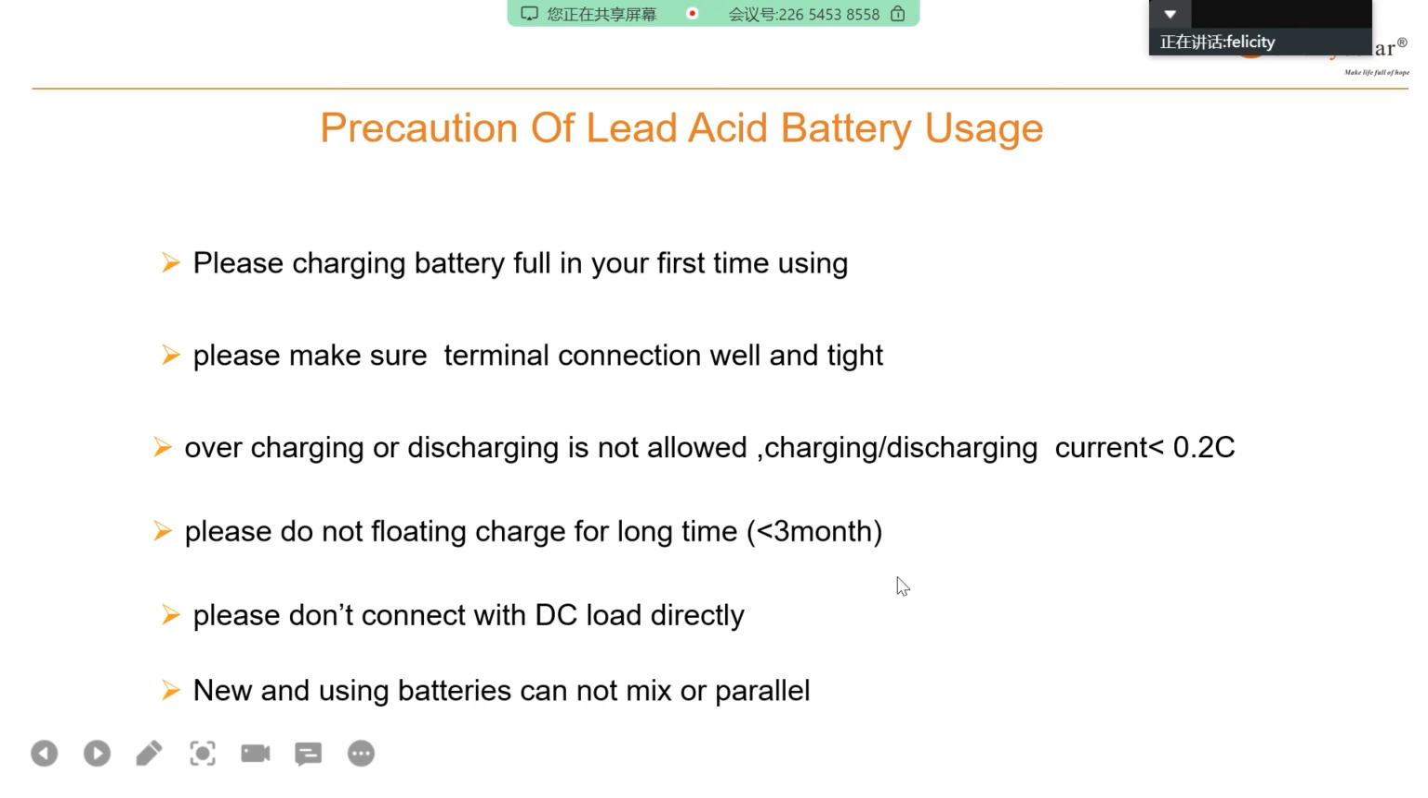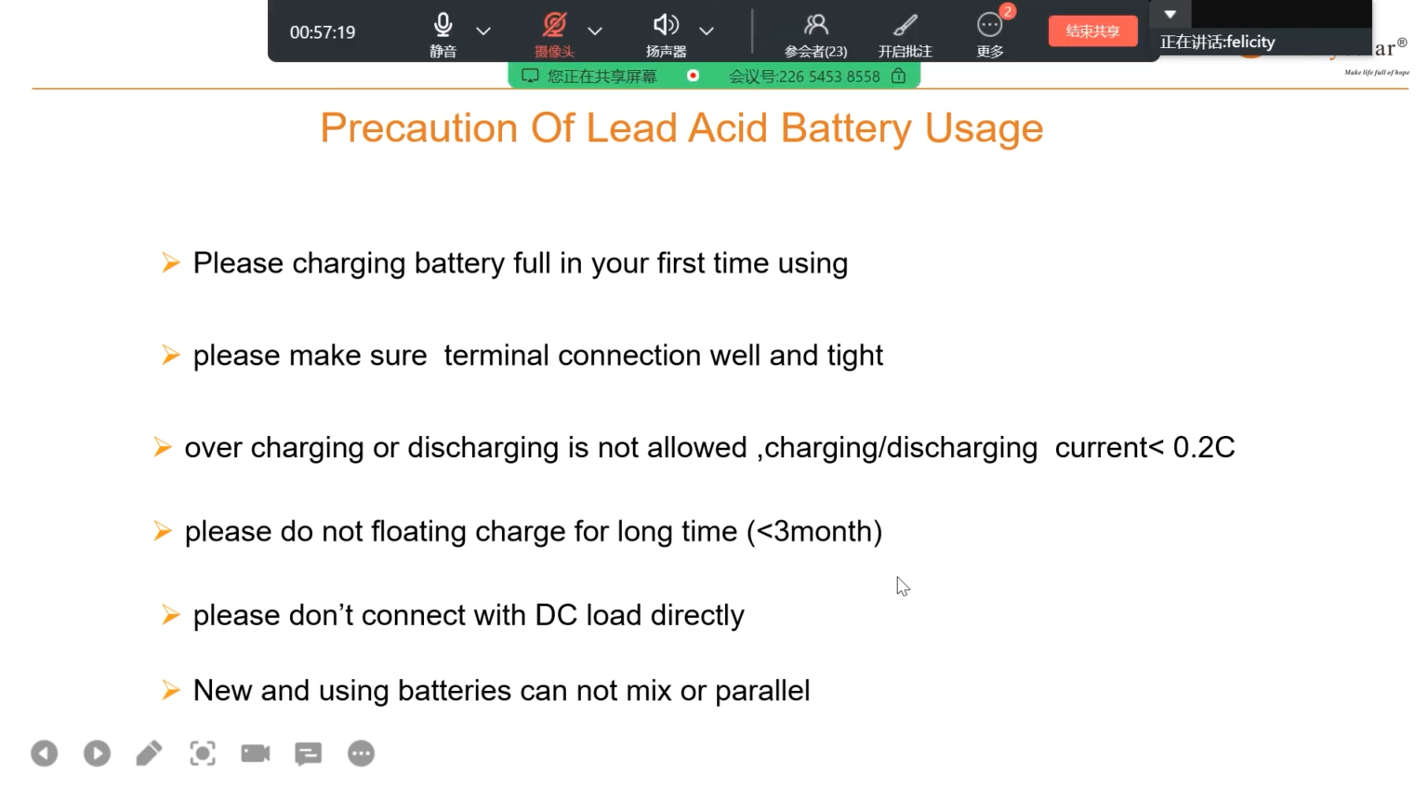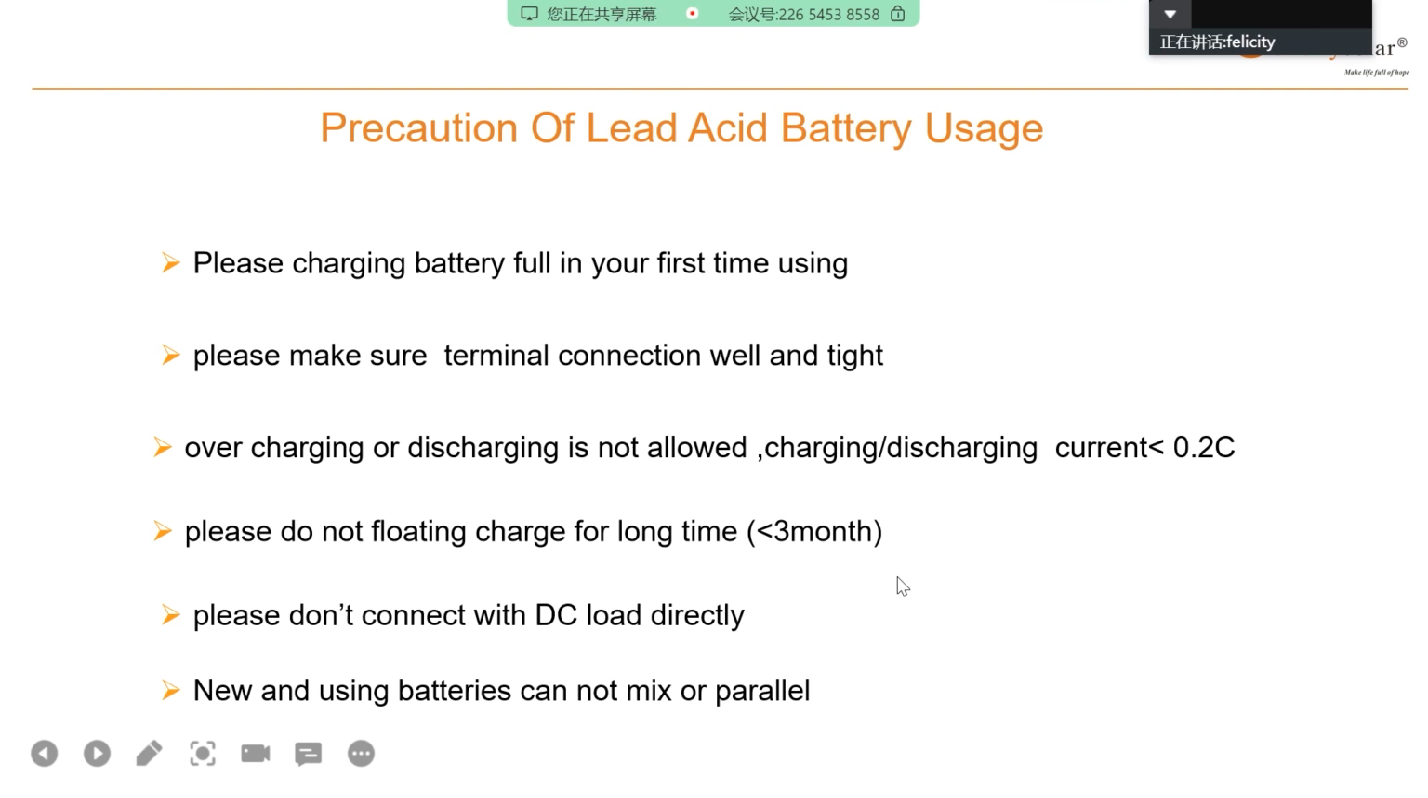Okay, and the last is new and old batteries cannot be mixed or paralleled. This is a common question from the market. Like at first the users buy 4 pieces or 8 pieces, but after 3 or 4 months, even half a year, they find that the battery is not sufficient, so they want to buy some new ones to add to this system. No, this is not allowed. This will be harmful, not good for both new and old batteries.